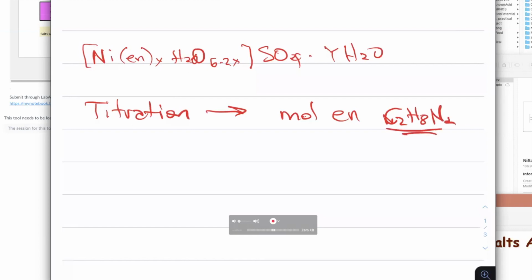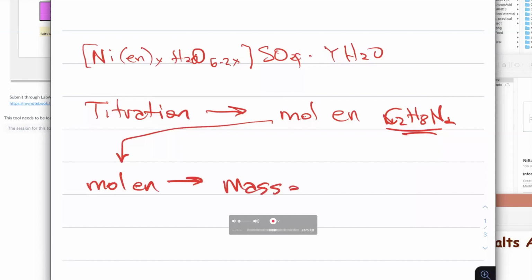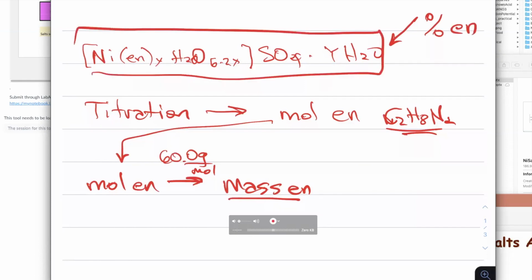Now, what is important, and you remember from general chemistry, is that if you have the moles of ethylenediamine, then you can get the mass of ethylenediamine. How do you do that? You just use the molar mass, and the molar mass of ethylenediamine is about 60.0 grams per mole. Why do you need the mass? Because you need to know the percent ethylenediamine in this salt that you have. And why is that important? Because you are doing chemical analysis, okay? Elemental analysis.